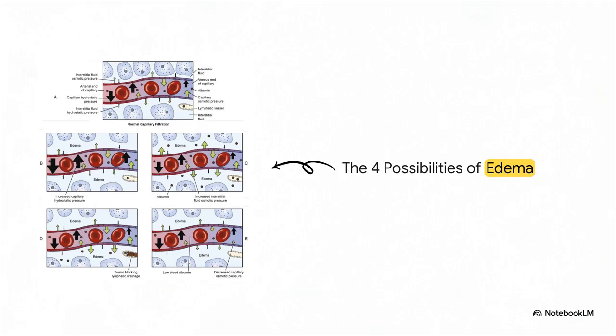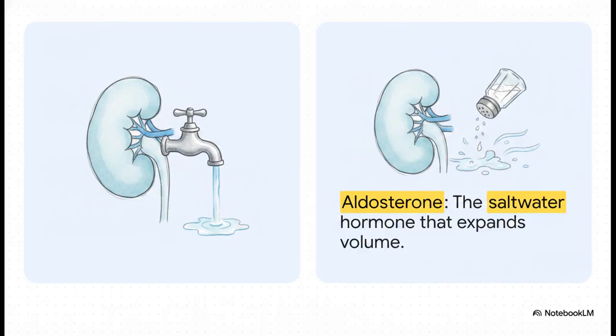You can have increased capillary hydrostatic pressure pushing fluid out, or decreased capillary osmotic pressure, like a lack of albumin, failing to pull fluid back in. You could also have a blockage in lymphatic drainage, which traps the fluid, or just overall sodium and water retention expanding the volume everywhere. To maintain this crazy delicate volume balance, our body relies on two ultimate volume controllers.